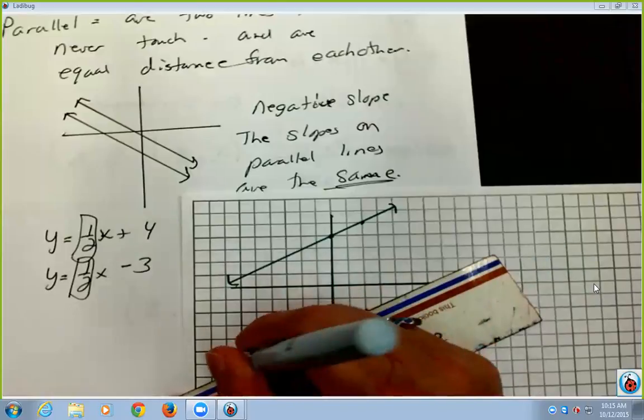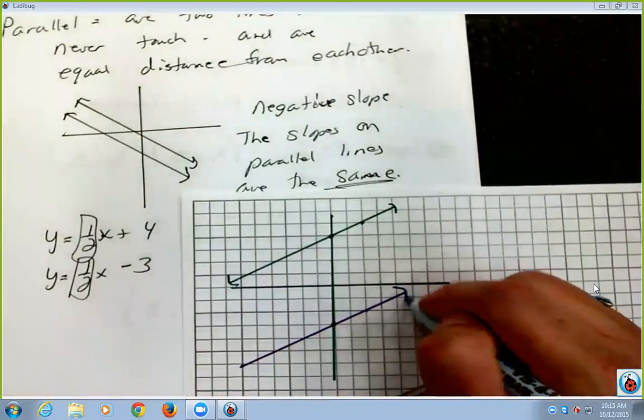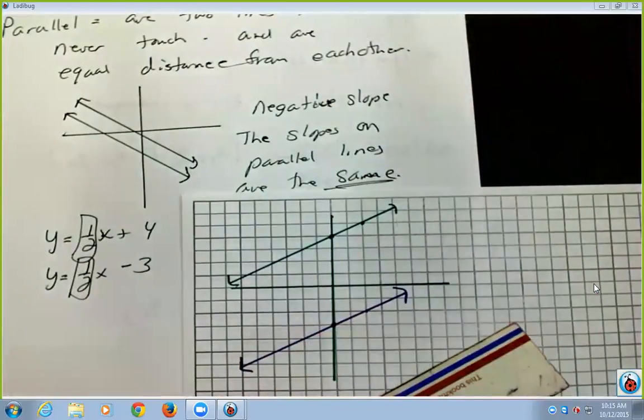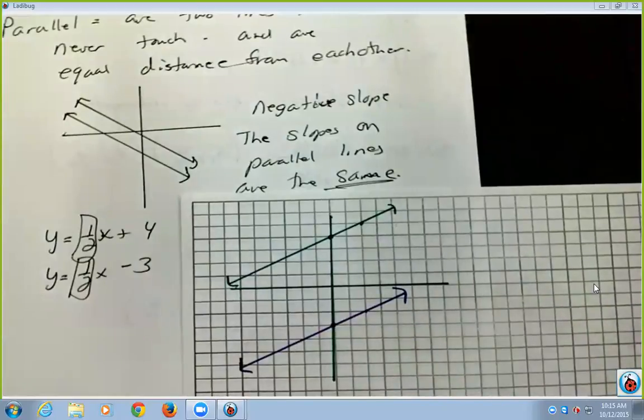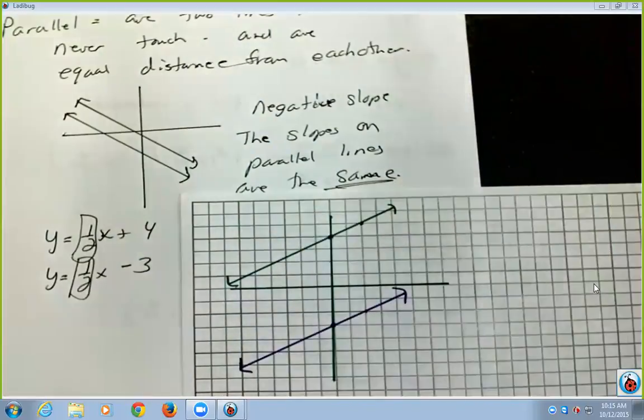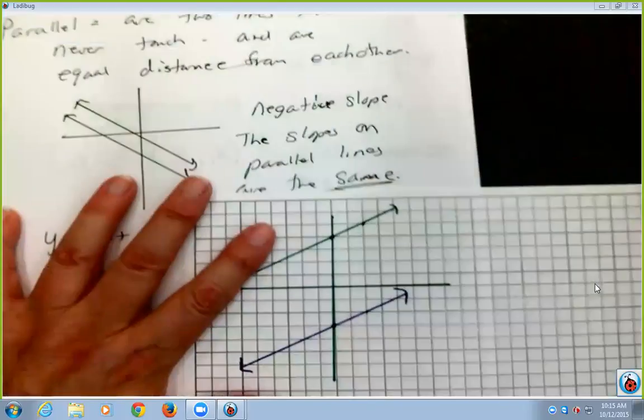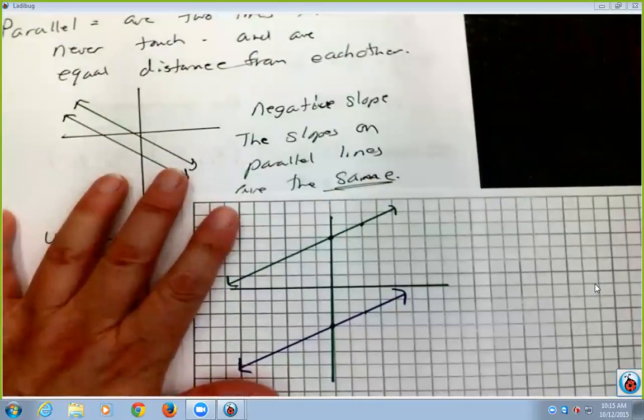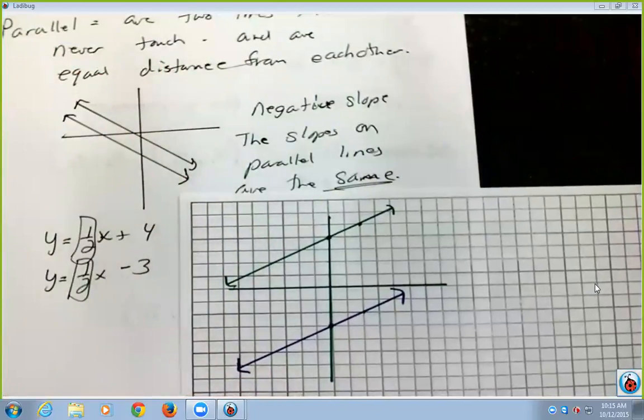So when I draw it in, what do you notice about both of them? They're parallel lines, okay? And that slope is what made them parallel because they go on indefinitely and are never going to touch or cross each other. So they're parallel. The key thing is the slopes are the same. That's the main piece we learn out of parallel lines.